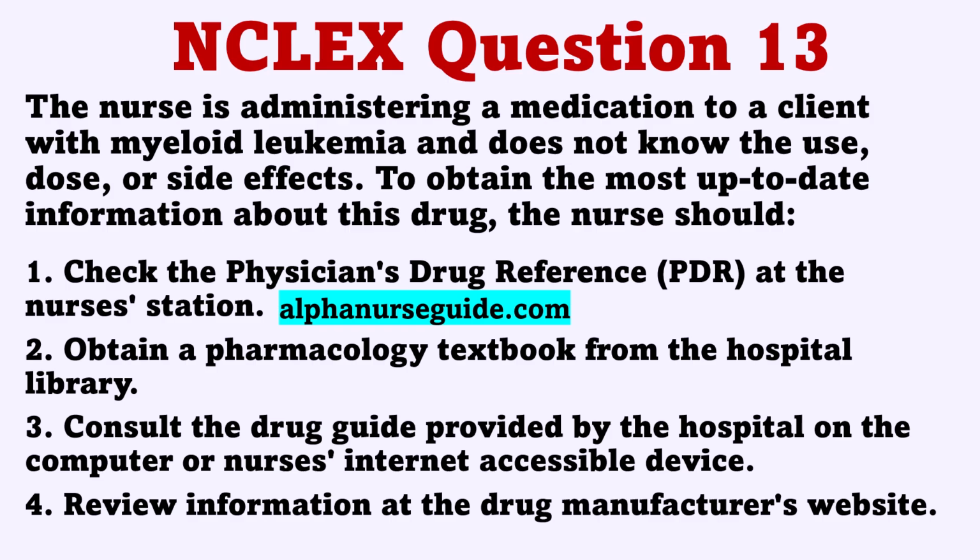The correct answer is 3. The most current pharmacology information is found on electronic sources that are frequently updated and can be transmitted to a handheld device or by logging into the internet or hospital's intranet, if available. The PDR and pharmacology textbooks are outdated once published and, therefore, may not have current information. The manufacturer's website has the potential for bias.